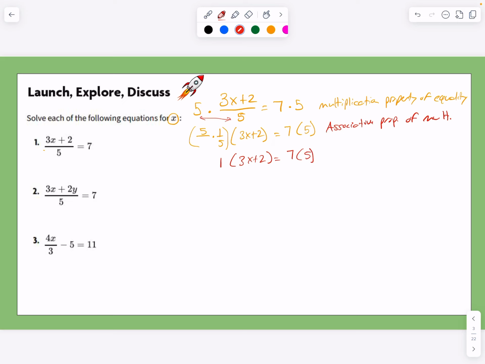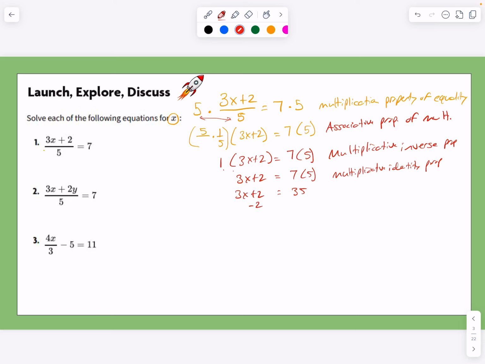That is called the multiplicative inverse property. That's how you get the 1 there. And then once that's done, you end up with 3x plus 2 equals 7 times 5. So that becomes your multiplicative identity property. Identity because it's 1 times the number there. And so that's what we're doing so far. Then you end up multiplying this together to get 35, 3x plus 2, but we're not done yet.